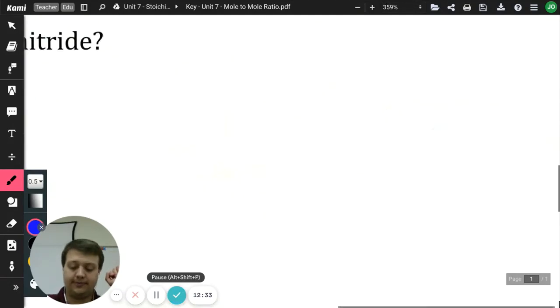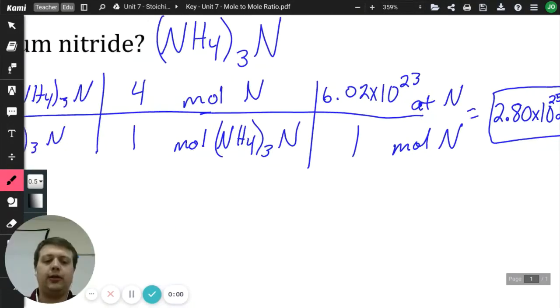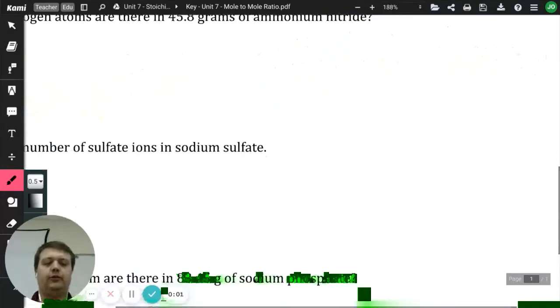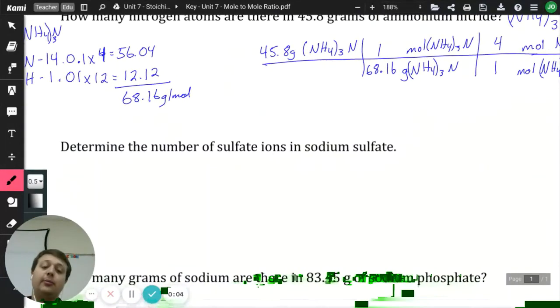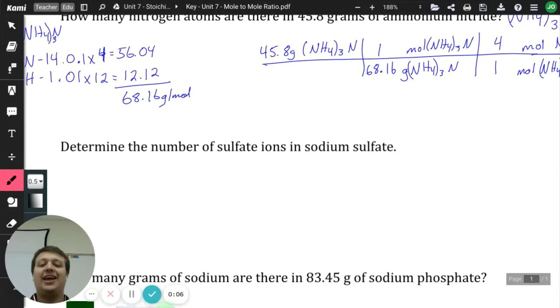All right. Now let's go ahead and move on to the next question. So the next question says, determine the number of sulfate ions in sodium sulfate. Now, this one's a little bit different because we're not solving for an element, we're solving for a specific ion that's here, so a polyatomic ion. Sulfate, remember, is SO4 with a -2 charge. So we're solving for how many ions there are of this substance.